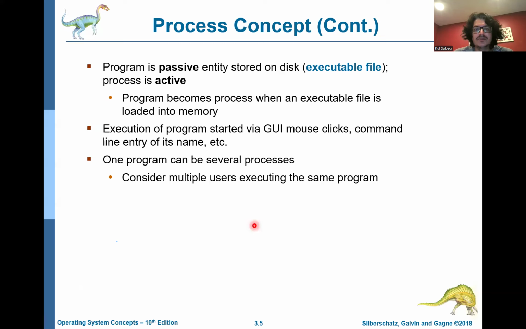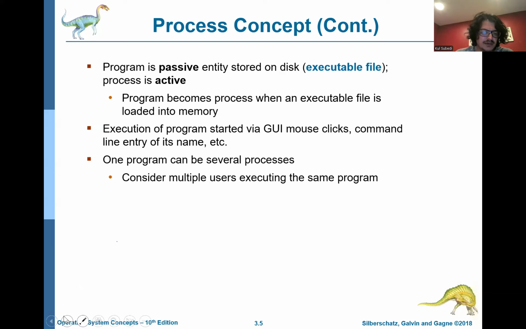One program can be several processes. You may have multiple processes. For example, if you are running a web server, you need to run multiple processes, or sometimes multiple threads. Then you may have threads inside a process. We'll talk about the concept of threads.